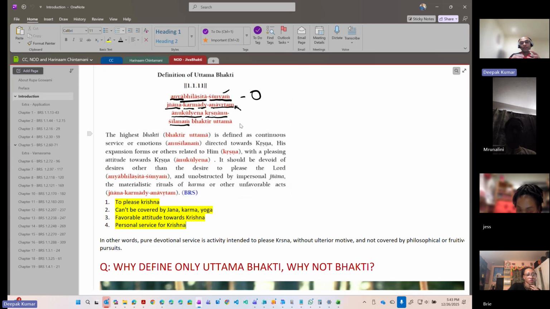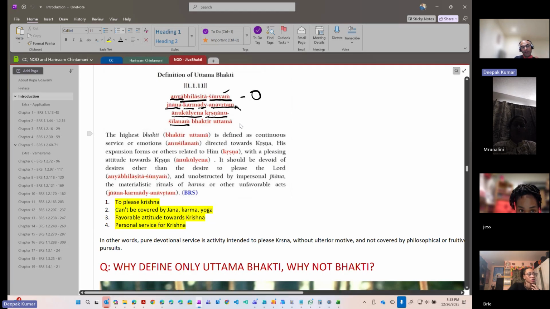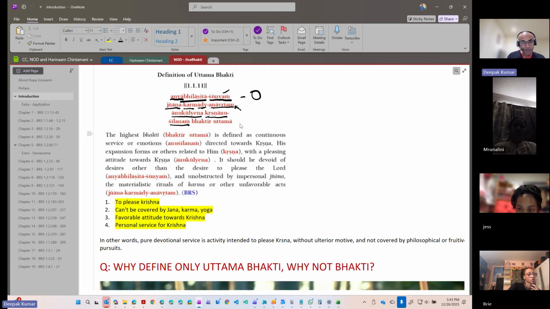So this is the definition of Uttama Bhakti, and we had talked about why it is Uttama, because even in the definition, bhakti is always for Krishna. It is done for the favor of Krishna, but it should not be covered by the jnana karma. So these are the things, right? It should be favorable. These things make it uttam, right? Uttam means topmost.